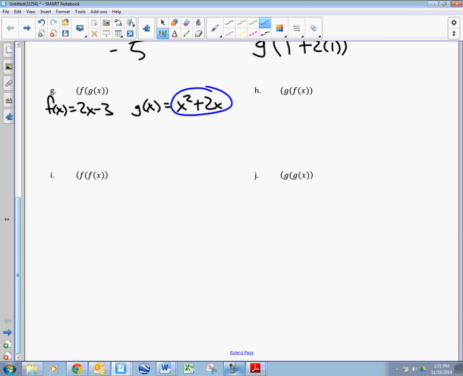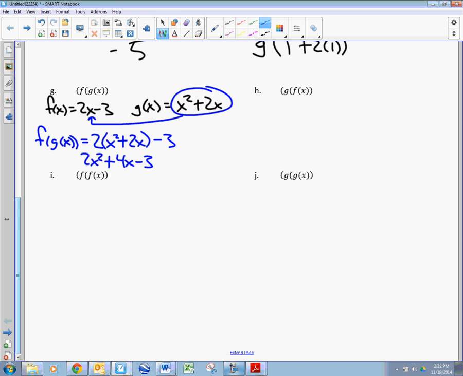So that means I take G of X and I plug it in for X. A lot of people mistake this and take 2x minus 3 times x squared plus 2x. You don't do that. F of G of X means we take 2 and instead of an x we place the function G of X: 2 times x squared plus 2x, minus 3. Wherever there was an x, I place the function G of X, and I get 2x squared plus 4x minus 3. That is the correct answer.